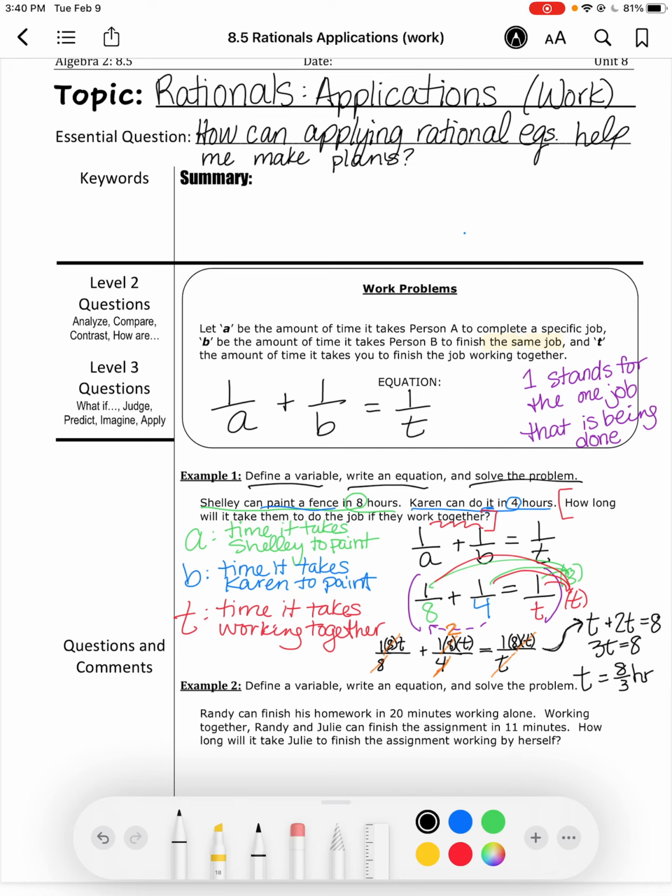Now, that's super obnoxious. If I told you, oh yeah, just budget 8/3 of an hour and then we'll be done, you'd be like, what? So let's go ahead and convert that. So the time it's going to take them to do it together is going to be 2 hours and 2/3 of an hour, which is 2 hours and 40 minutes if you want to be fancy. I'm all for fancy.